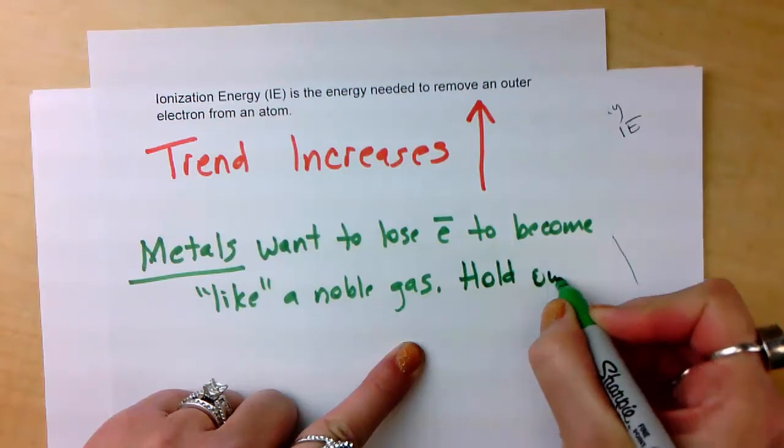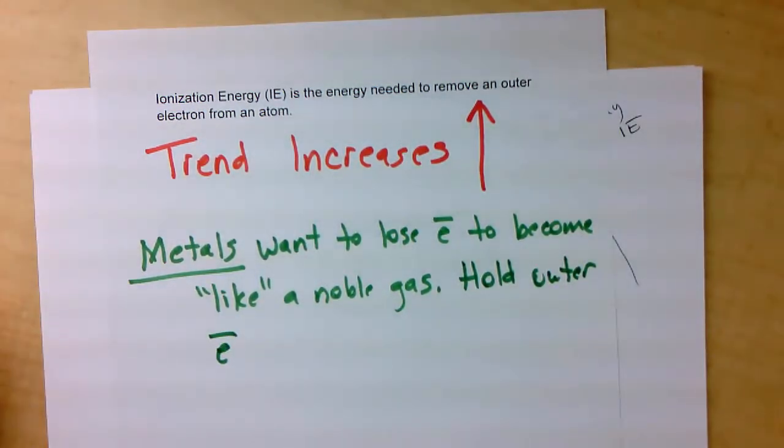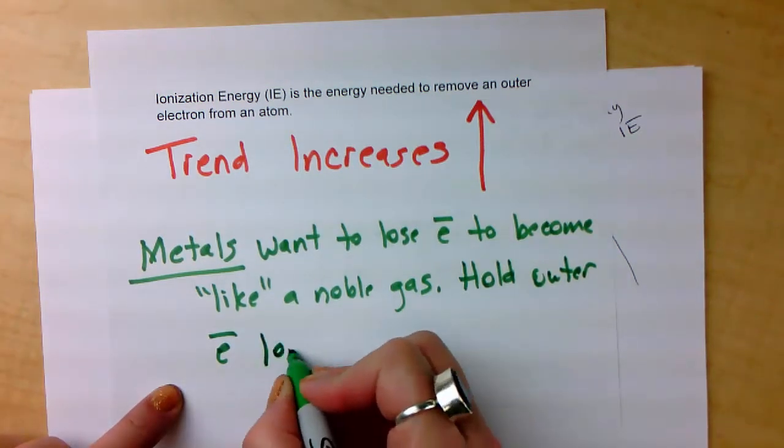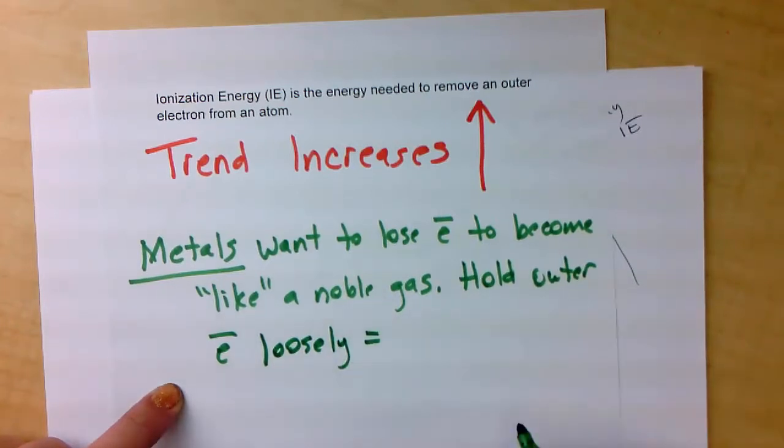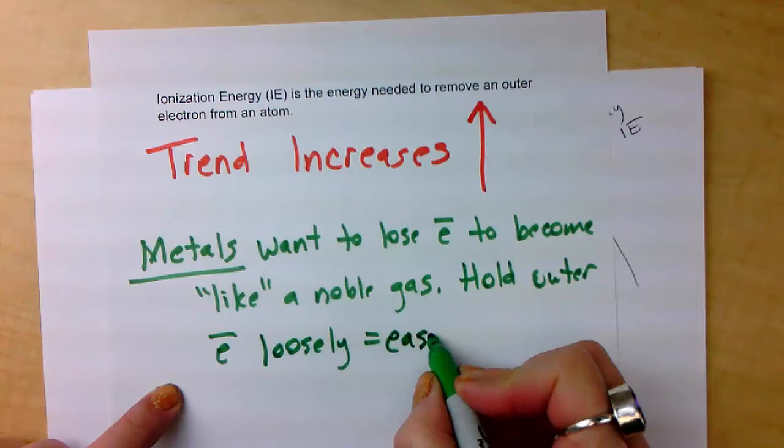So they hold their outer electrons. If they want to lose them, they're not holding on very tight. So they hold their outer electrons loosely. Does that make it easy or hard to remove them? You're correct if you said easy.